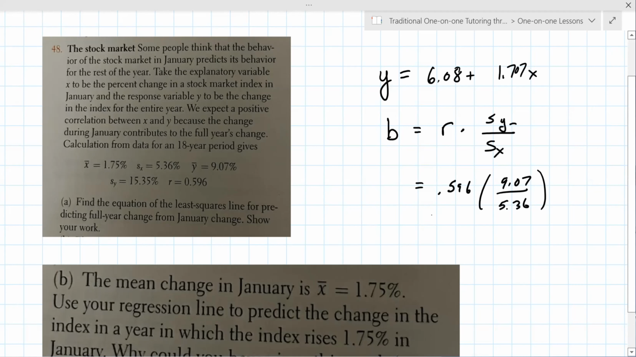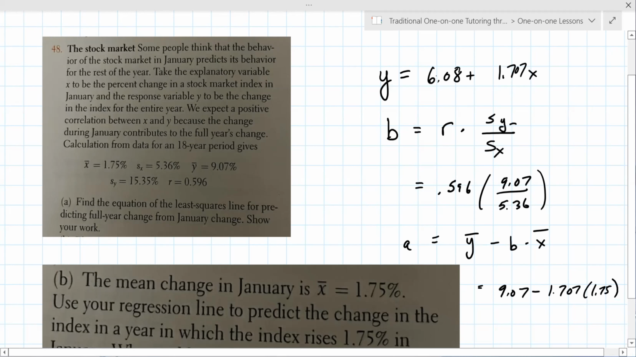I can calculate if we need to, but to find the value of a, you take y bar and subtract b times x bar. Okay, so your y bar is 9.07 minus the value you found for b, 1.707, times x bar, which is 1.75. That looks about right. Okay, good. So I got that. I just have no idea what to do for B.